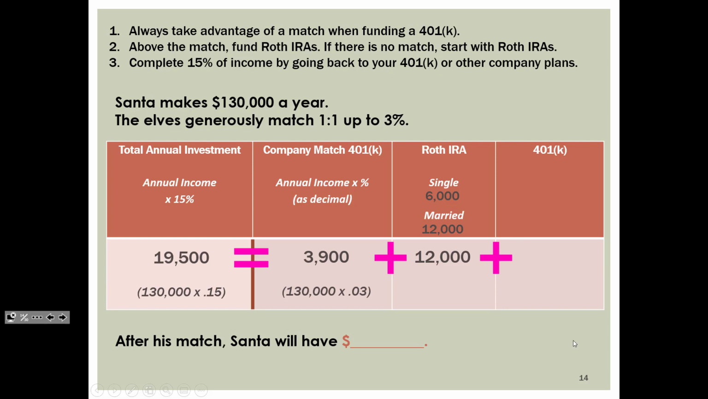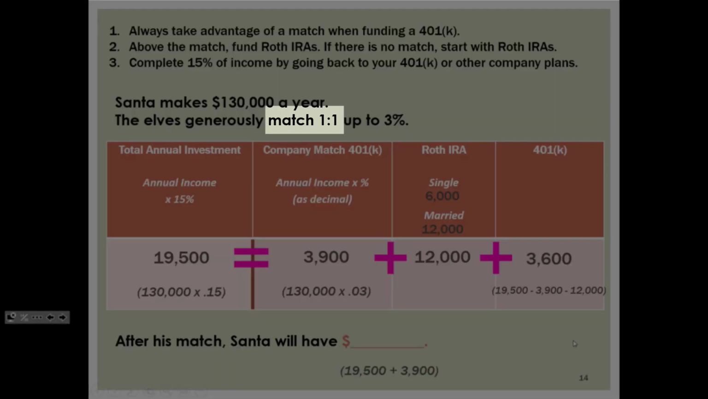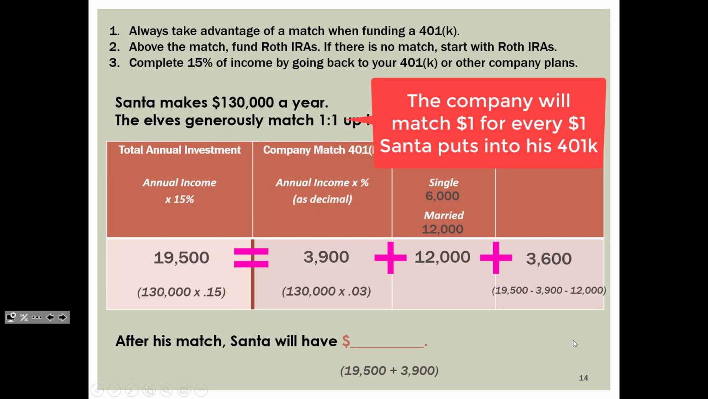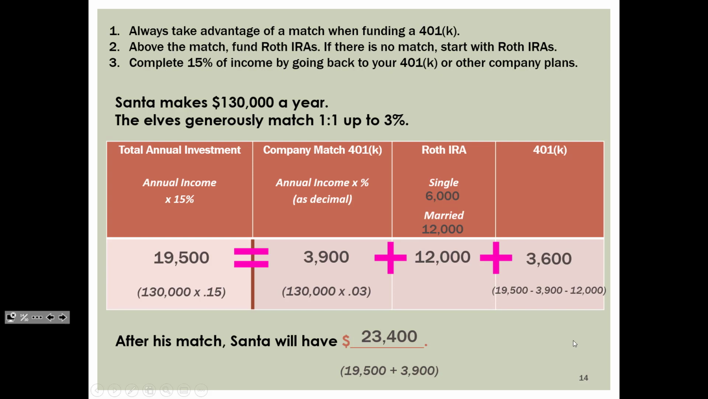And then remember, I'm trying to see, have I hit my 15% goal or not? So when I take $19,500, my goal, and I subtract my match and I subtract my Roth IRA, I still have some leftover, and that leftover amount is $3,600. After Santa puts in his match, he gets to walk away with his original goal plus a free $3,900. Now, the reason he gets $3,900 is because this says it's a 1-to-1 match. So for every $1 he puts in, the company will give him $1 as well. So when I add those two together, Santa actually has $23,400 in his retirement account.